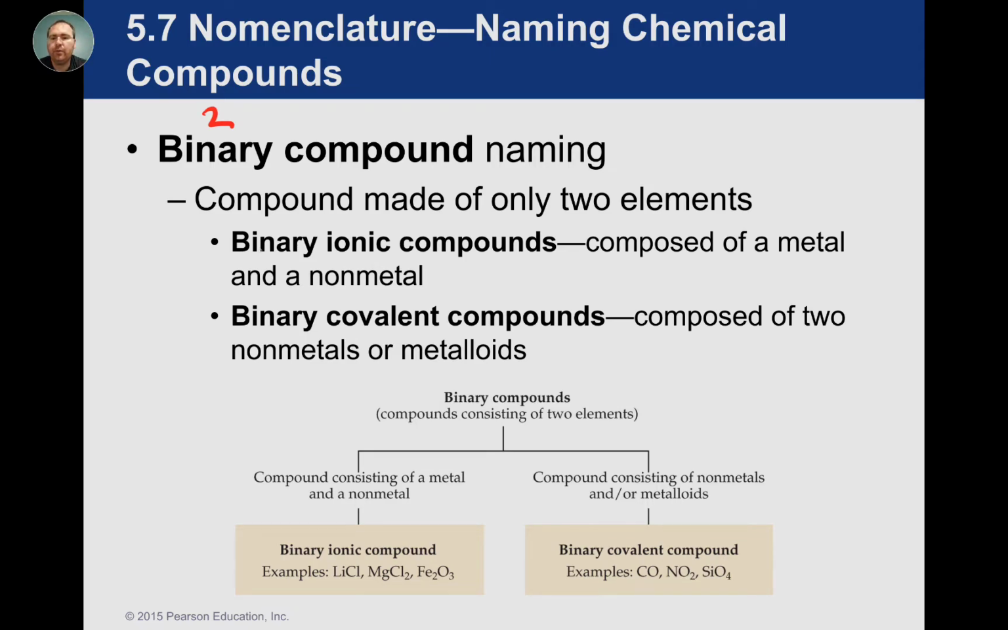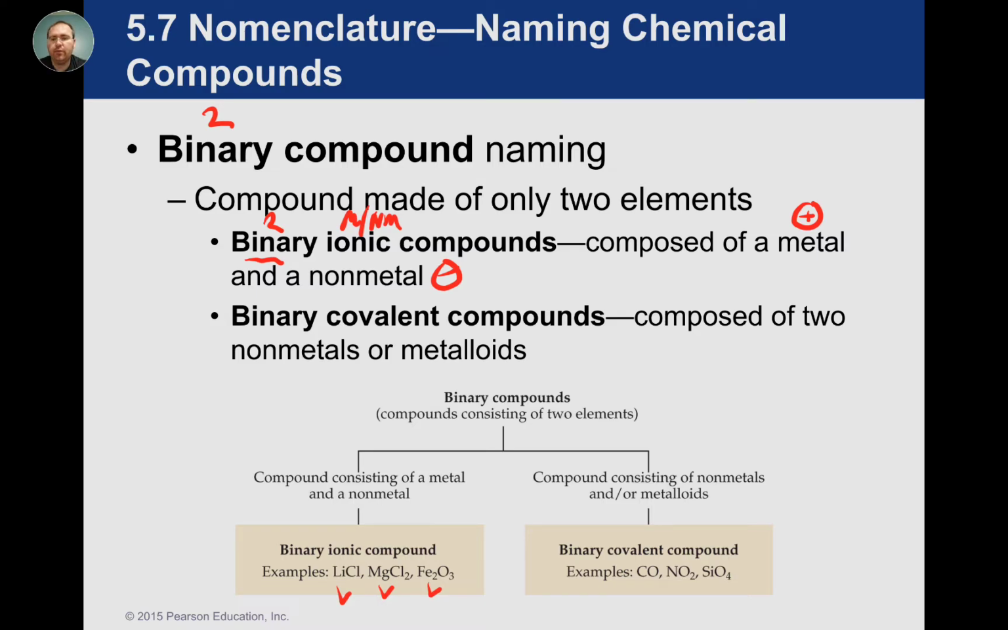So if you're doing binary ionic, so binary meaning two, ionic means metal with a nonmetal. Metals tend to be positive cations, and nonmetals tend to be negative anions. And this is what we see down here with these examples with lithium chloride, magnesium chloride, and iron oxide. We'll learn how to name some of those.